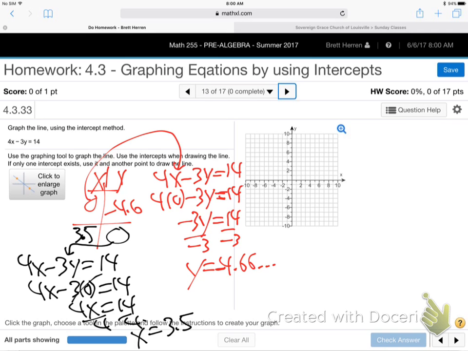Over 3.5. 1, 2, 3.5. Up 0. Over 3.5, up 0. And over 0, down 4.6. And then connect the two. Okay, so that's that one, right? Same kind of thing. Let me go do it on the, so 3.5 and down 4.6. So over 3.5, down 4.6. Okay.